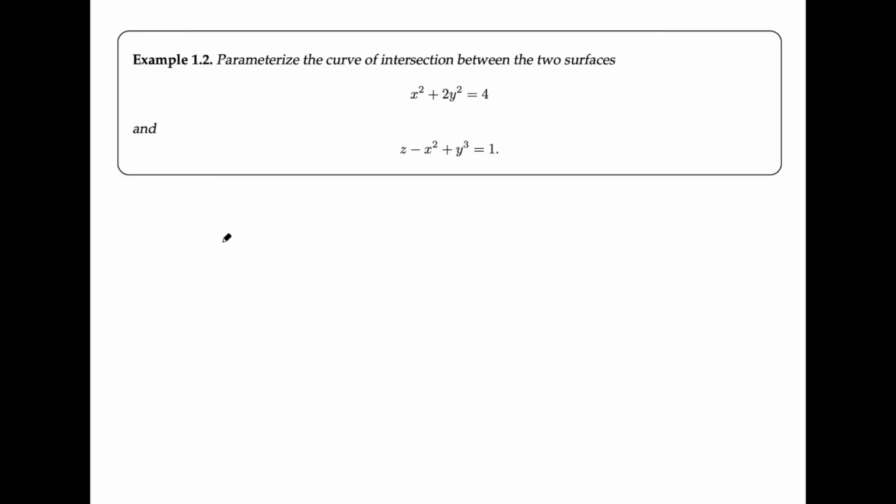Okay, next up is another parameterization problem, but this one's a little different. I'm giving us 2 surfaces. They intersect in some curve, and I want to parameterize the intersection curve. One of the surfaces is x squared plus 2y squared equals 4. The other one is z minus x squared plus y cubed equals 1.